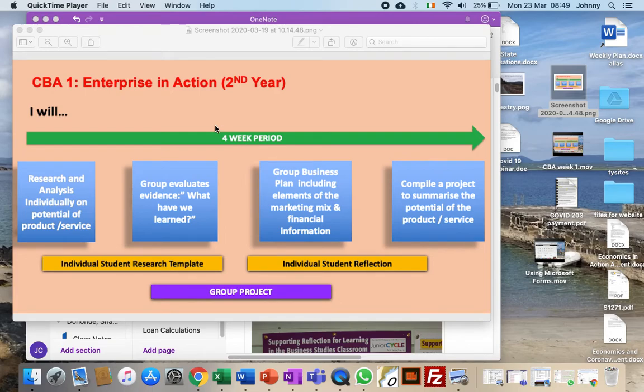We are now into week 2 of our CBA. During week 1, each individual person decided to do some research and they analysed it. What did they find out from the research that they would like to go and tell the group?